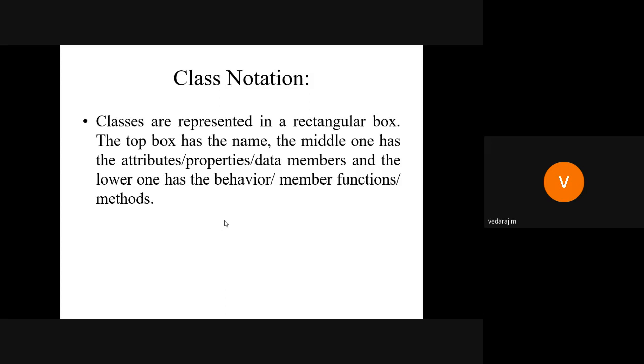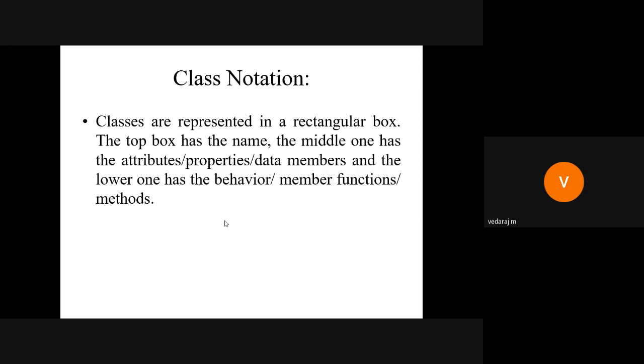For example, take an Employee class. What attributes are possible? Employee ID is one of the attributes. Employee name is one of the attributes. Employee date of birth, employee salary, and employee designation are also attributes. So an attribute is nothing but the data value of the class or the data value of the object. Attributes are also called properties and data members.